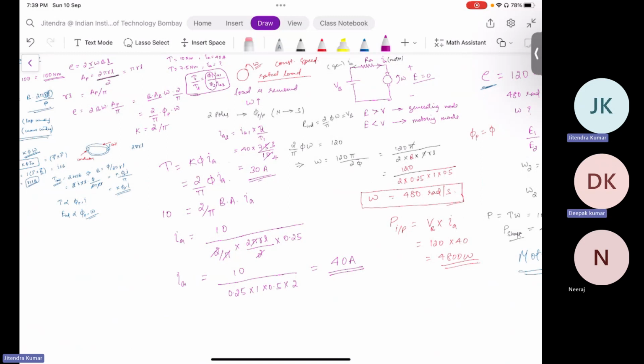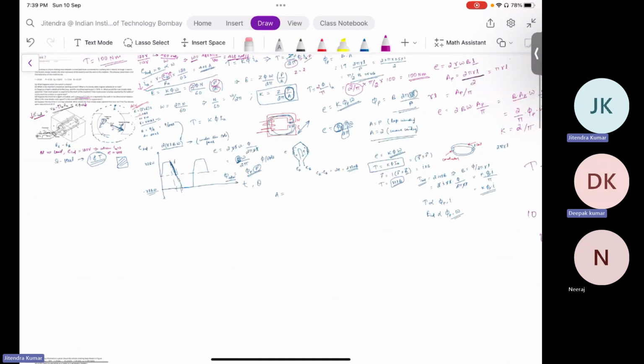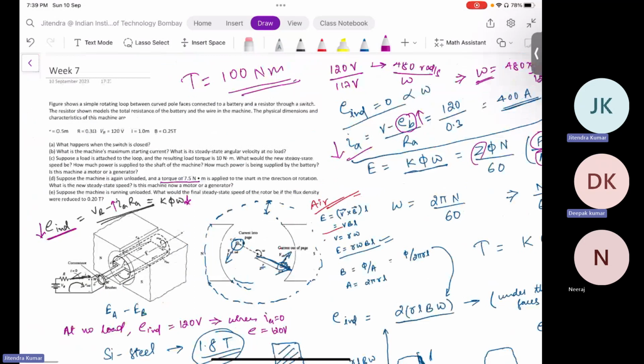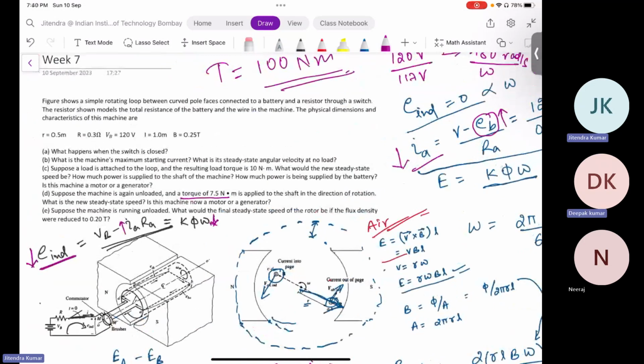Yes, sir. But sir, in the problem they are saying we are applying the 7.5 Newton meter in the direction of rotation. Means we are adding more torque. Yes, yes. So it means the speed will increase. What will torque do? It will accelerate the rotor. Do not leave basics. Basics are always there. As you are applying torque to the shaft, rotor will accelerate.